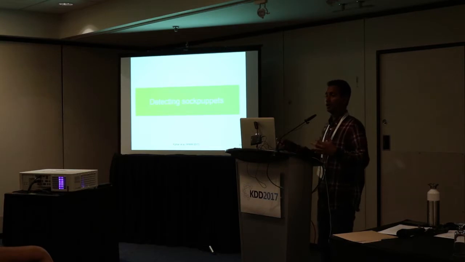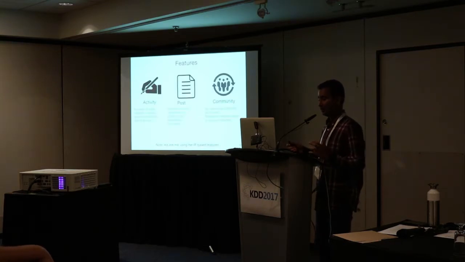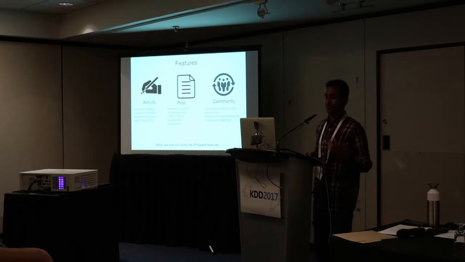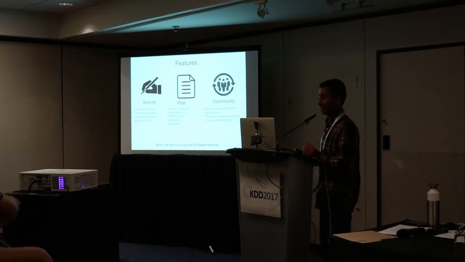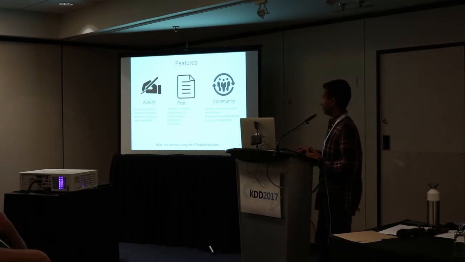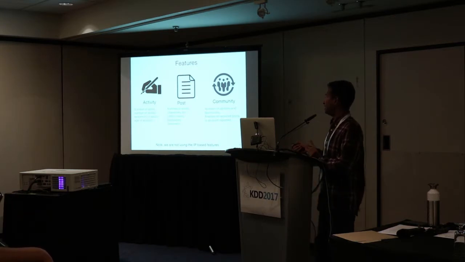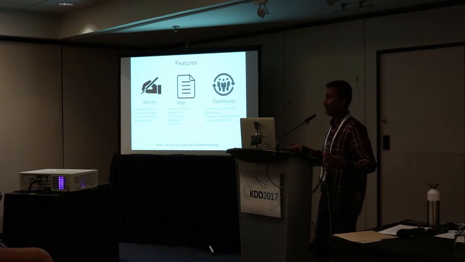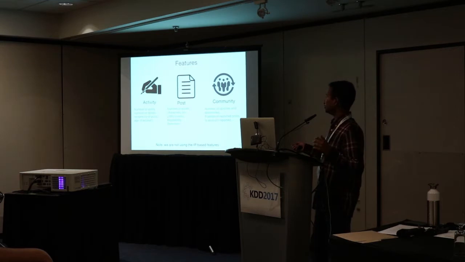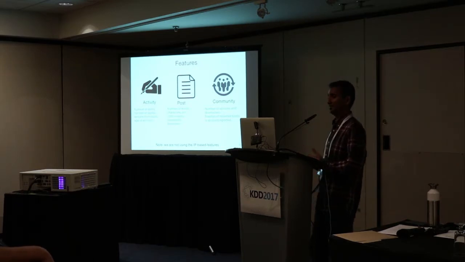So now that we know how sock puppet accounts behave, we want to detect these sock puppet accounts. To do that, we use different categories of features: activity features, post features, and community features. Activity is defined based on how often and how many times a particular account is active. Post features are defined based on what the account is actually writing, like the number of words, characters, how readable the comment is, the average sentiment, how many LIWC words there are, and so on.